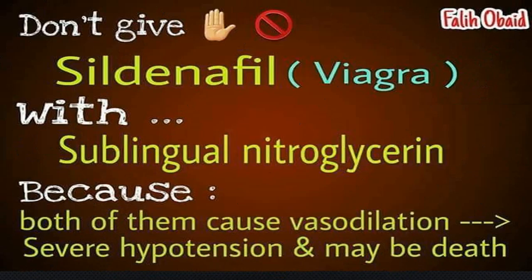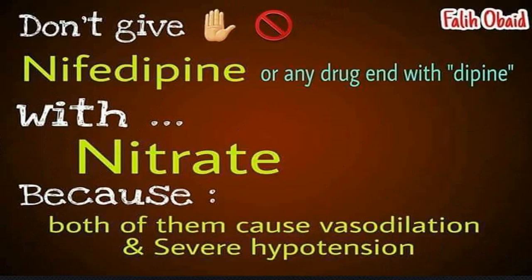The next combination is sildenafil with sublingual nitroglycerin. Both drugs cause vasodilation, so it will cause severe hypotension and lead to death. So avoid this combination. The next combination is the calcium channel blocker nifedipine, or any other drug which ends with dipine, like amlodipine, nifedipine, nisoldipine, with a nitrate. Both of these drugs cause vasodilation like the previous combination, and it causes severe hypotension.